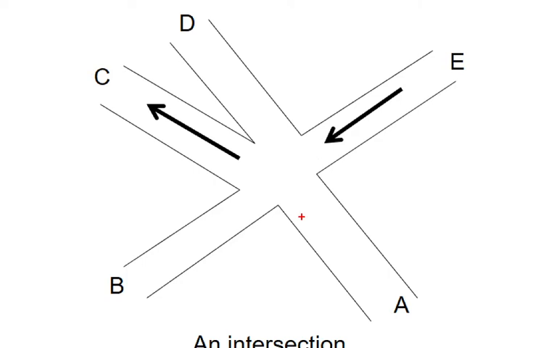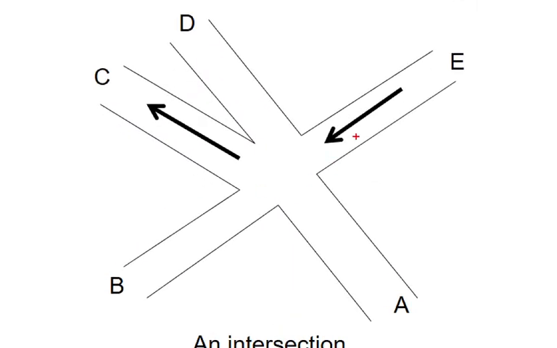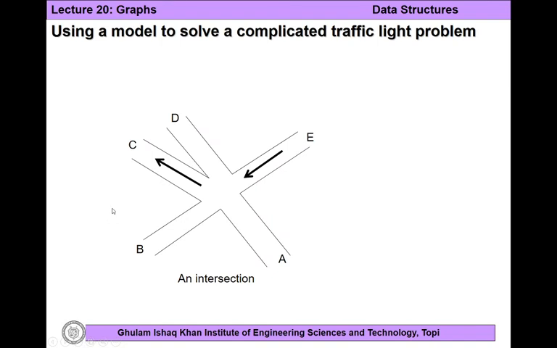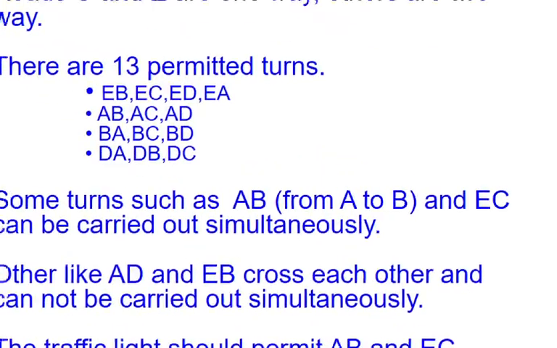are one-way roads, right? For example, you can go from D to A, you can go from A to D, no problem, right? And similarly, you can go from E to B, but you cannot go from A to E because this road E is one way. Same goes for road C as well. So this is the constraint in the problem. So to transform it into the graph, we will first of all identify all the permitted turns which we have in this problem, right?